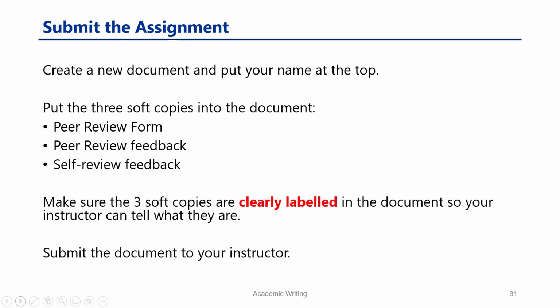Then create a new document and put your name at the top. Put all 3 soft copies into this document. Put the peer review form, the peer review feedback, and the self-review feedback all into the document. Make sure that the 3 soft copies are clearly labeled in the document so your instructor can tell what they are, and submit the document to your instructor.